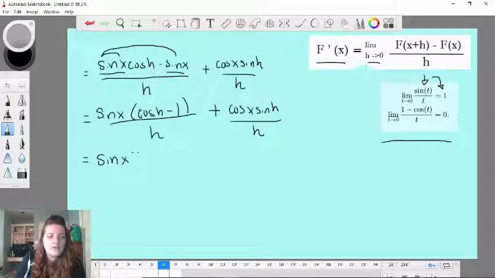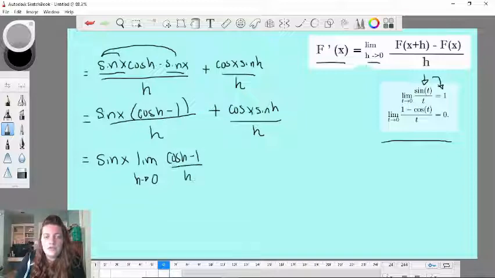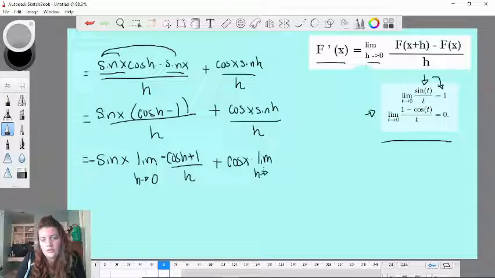So sine of x times the limit of h approaching 0 just for where you have h's. So cosine h minus 1 over h. To change the signs to look like this, I could just take a negative out. So it would make it negative cosine and positive 1. Same thing as that one. Plus cosine x times the limit of h approaching 0 of sine h over h.